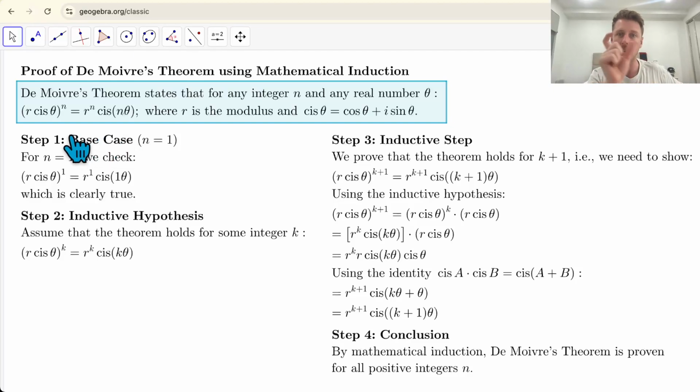Because for example, if you needed to multiply a polar number by itself multiple times, if you had to keep doing the multiplication process, say 6 times, if you had to multiply it by itself 6 times, that's going to be a nightmare. So you're going to want to use de Moivre's theorem.